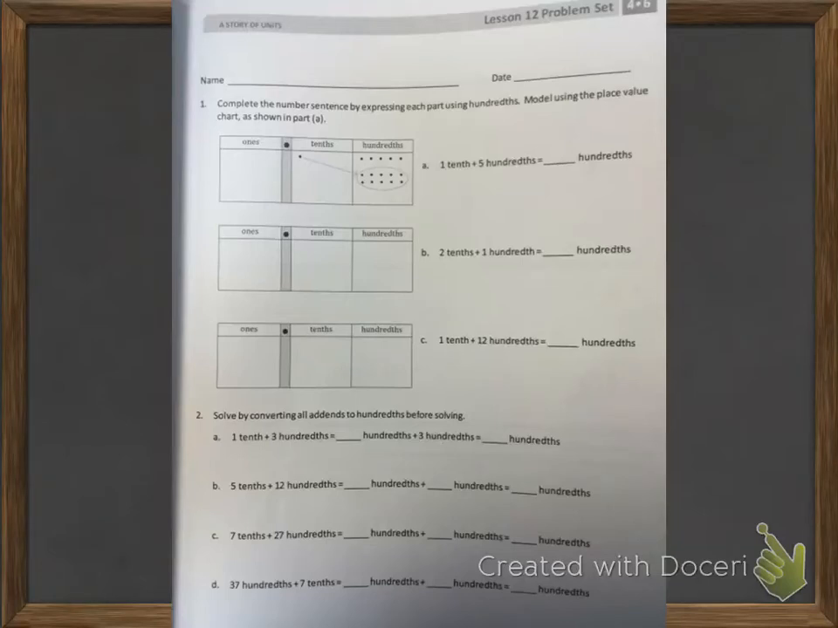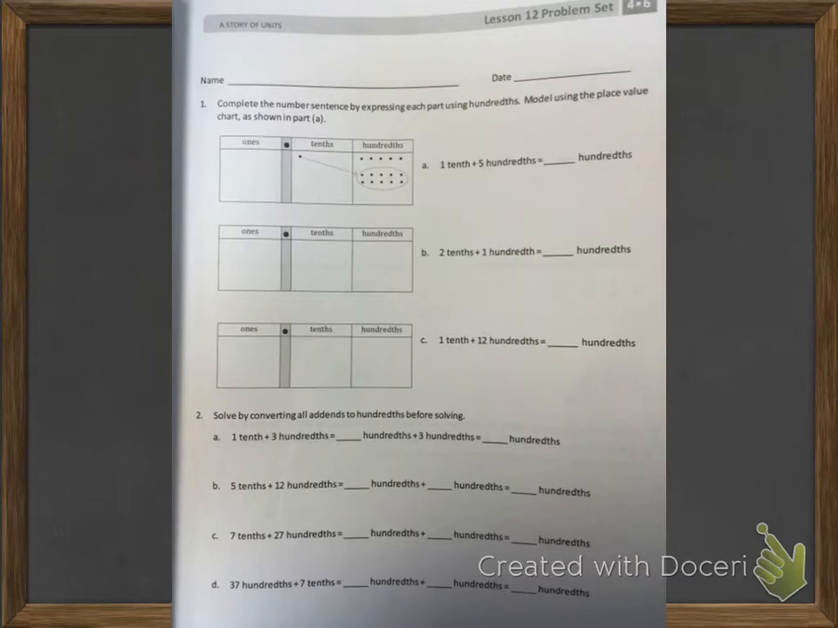Good morning, students. We're going to be working on page 89 today in our Module 6 math books for Eureka Math. We're working on Lesson 12. Today we're going to be working with unbundling using the place value chart, looking at tenths and looking at the hundredths place value.